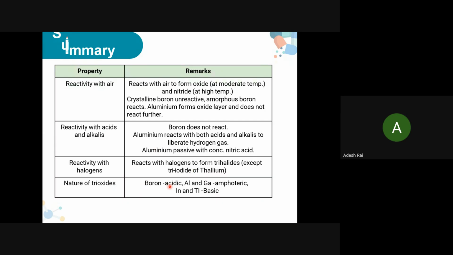And then nature of trioxide. We all know that non-metal oxides like boron's are acidic, metal oxides are basic. Aluminum and gallium are also metals, but they show amphoteric nature. They can act as acid as well as base. Okay, that's the end of the first PPT.